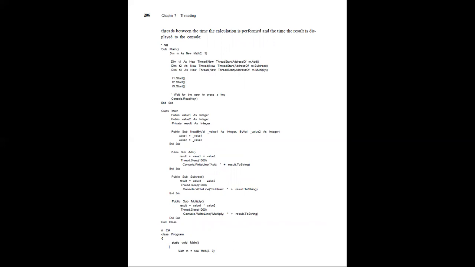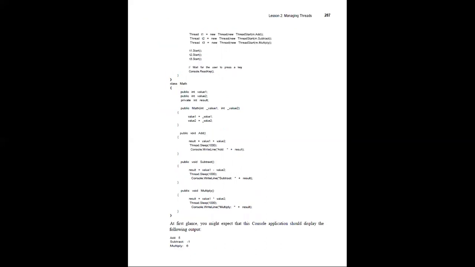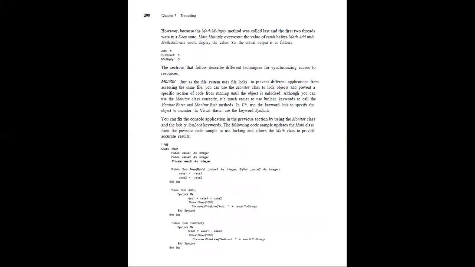Otherwise you will get a very confusing result. For example, here's an example where you might get this kind of result: 2 add 3 is 5, subtract should be minus 1, but multiply 6. We expect this result, but most of the time it's never, for example, sometimes you will get 6 for add, 6 for subtract, and multiply also 6. What's that?